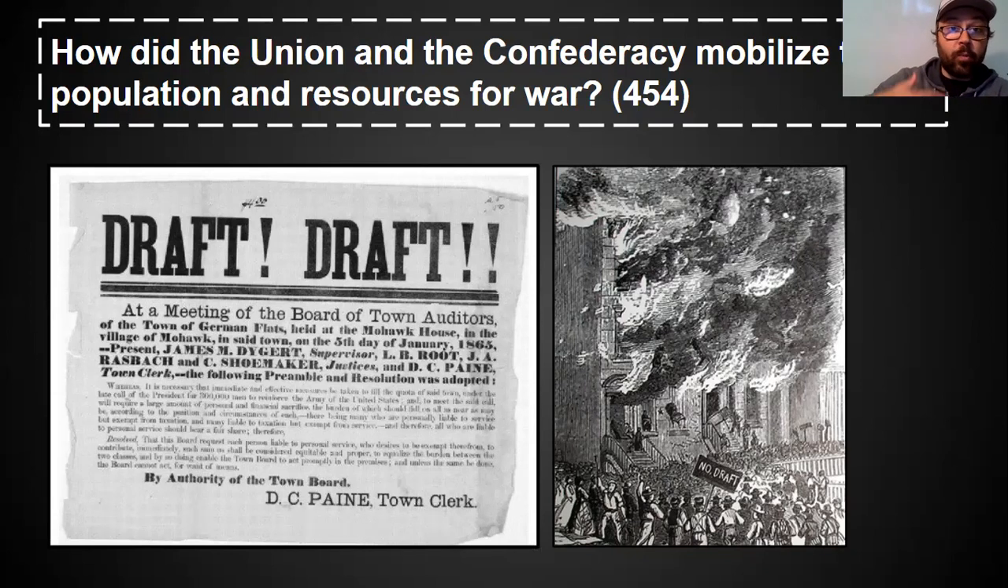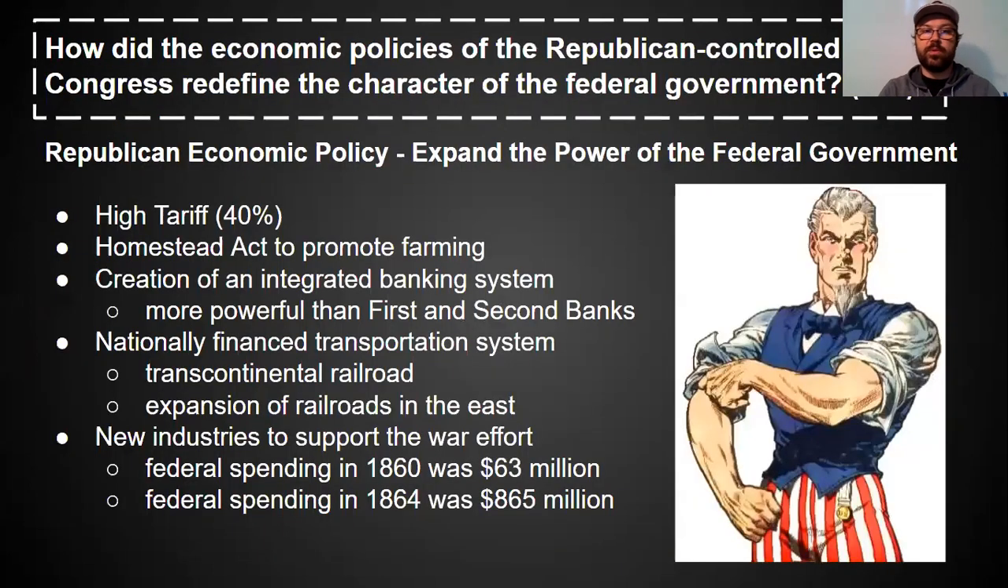And once a draft starts to get implemented, you start to see a little bit of that, of people being like, wait, why are we all the ones going to fight and die when we aren't even the ones who own slaves and we're fighting for this system, right? So a lot of stuff going on, and not necessarily a war that's supported by everybody in the North, and not necessarily a war that's supported by everybody in the South, right? So that's where we are.